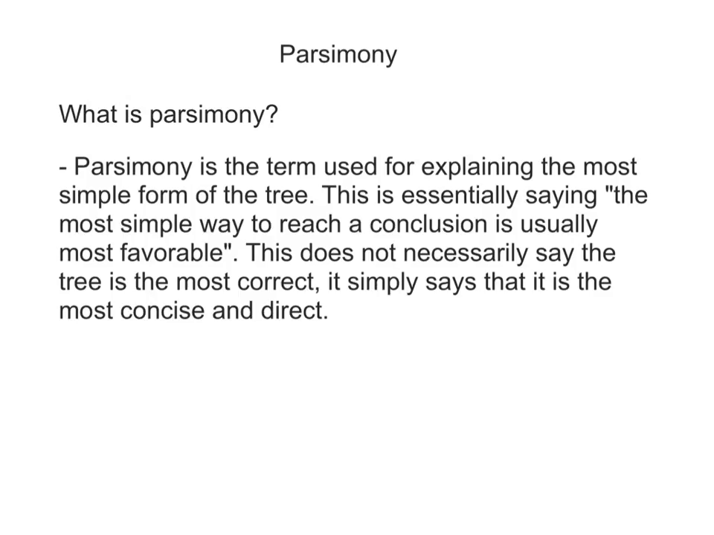So another general term we have here that is commonly used with phylogenetic trees is the concept of parsimony. And what parsimony is, is the term used for explaining the most simple form of the tree. So it's essentially saying that the most simple way to reach a conclusion is usually most favorable. Now, this doesn't necessarily mean that the tree is in its most correct form, but what it does say is that it's the most concise and direct way of explaining that tree.